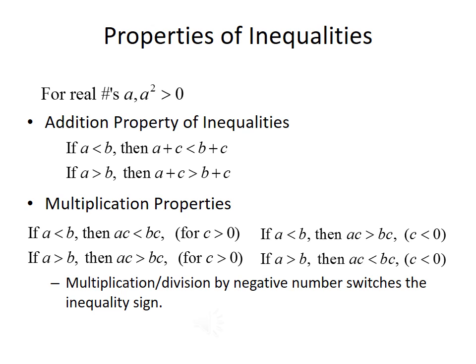And we have multiplication properties. If a is less than b, then ac is less than bc if c is positive. If a is greater than b, then ac is greater than bc if c is positive. If a is less than b, then ac is greater than bc if c is negative. And if a is greater than b, then ac is less than bc if c is negative. Basically, what these properties say is that multiplication or division by negative number will switch the inequality sign.